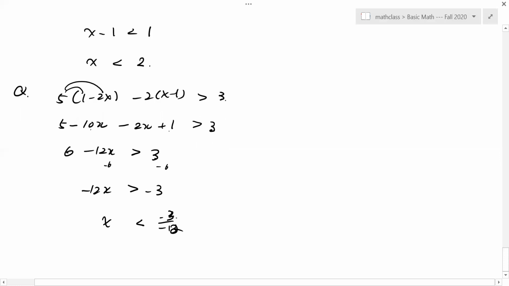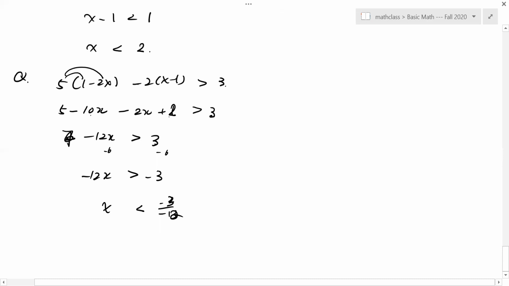Okay, let's double check. Okay, something's wrong. Okay, let's see. I put the 2 here. Okay, so that's why the 7. Okay, right? So be careful. Negative 2 times negative 1 is positive 2, not 1. Okay, then subtract the 7 from both sides, then you get negative 4. So this will be negative 4 divided by negative 12. Okay, so x should be less than 1/3. Good.